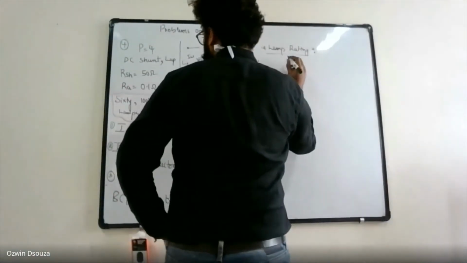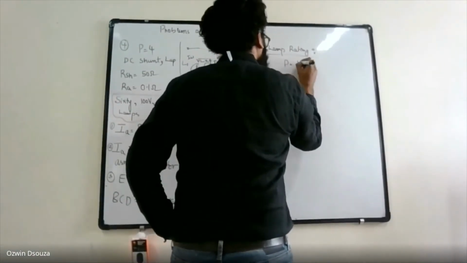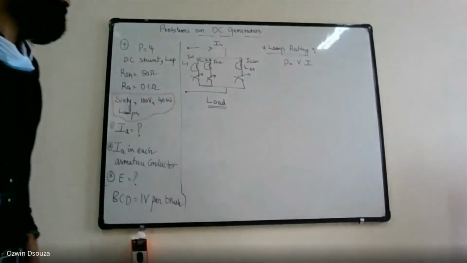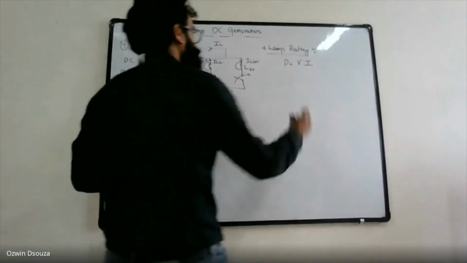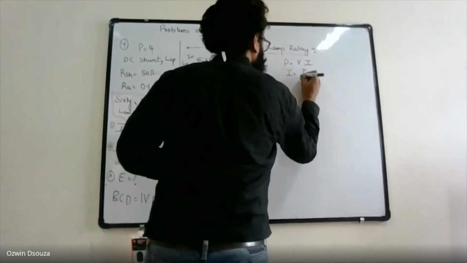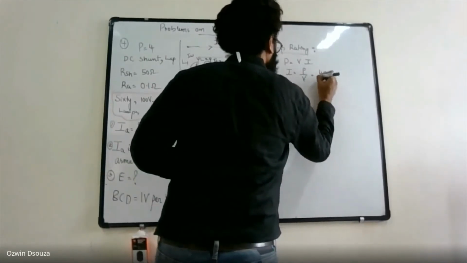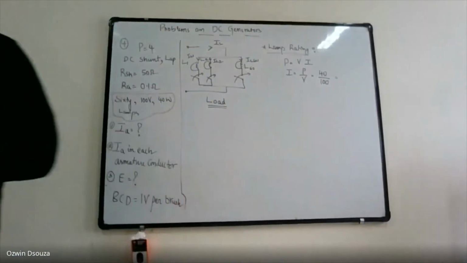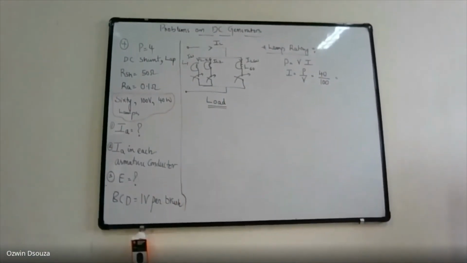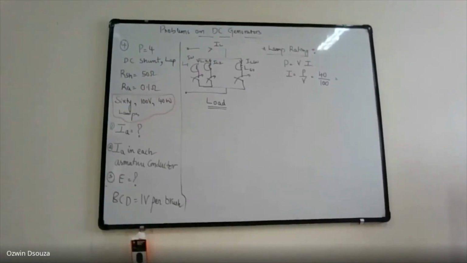So lamp rating, let us find. Power rating P is equal to V into I. Power is 40 watt and voltage rating is V. So I can be found as P divided by V. So it is 40 watt divided by 100 volts, so 40 by 100.